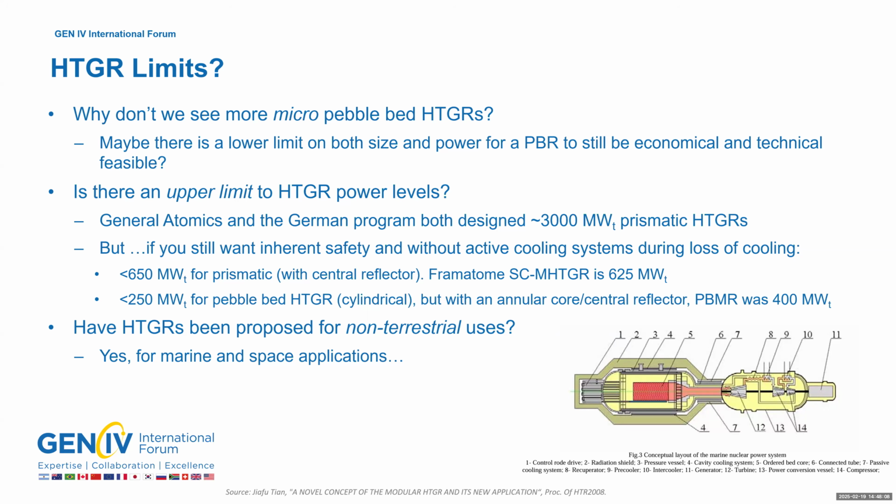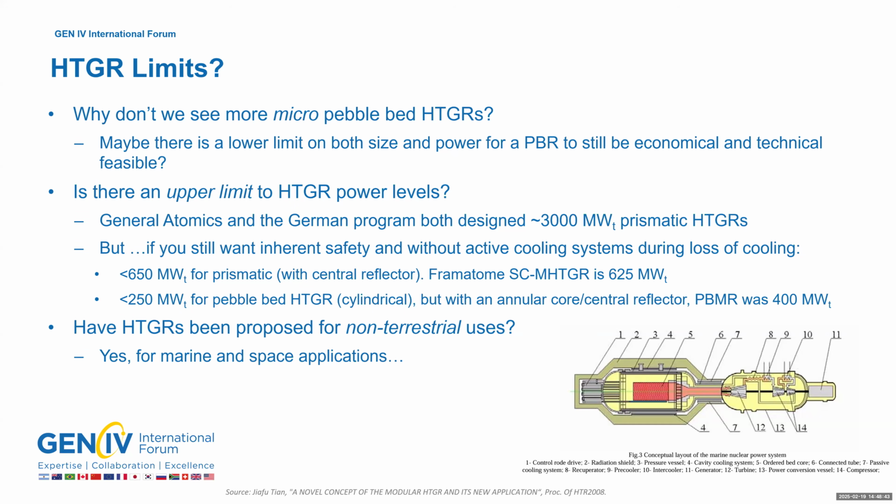On the other hand, do we think there's an upper limit to what HTGRs can do? Well, historically, General Atomics and the German program both looked at very large prismatic systems, 3 gigawatt thermal. But if you still want the inherent safety without any active cooling during loss of cooling events, then you really need a tall, slender core with or without a reflector. So we see the limits; some papers have shown that above maybe 650, the temperatures during a loss of cooling event become pretty high.